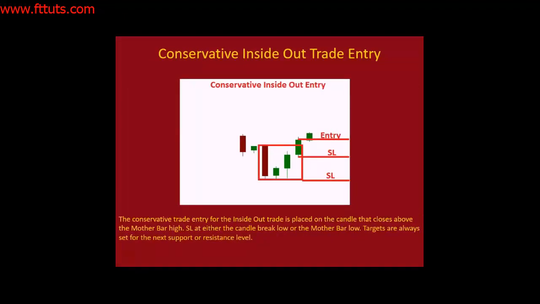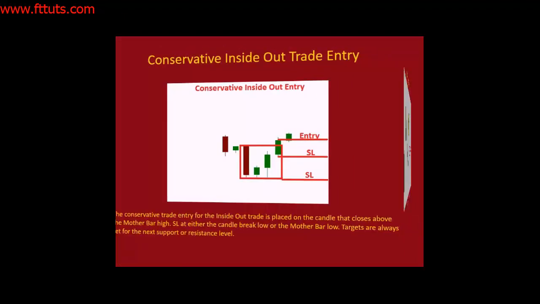Conservative inside-out trade entry. The conservative trade entry for the inside-out trade is placed on the candle that closes above the mother bar high. Stop loss at either the candle break low or the mother bar low. Targets are always set for the next support or resistance level.